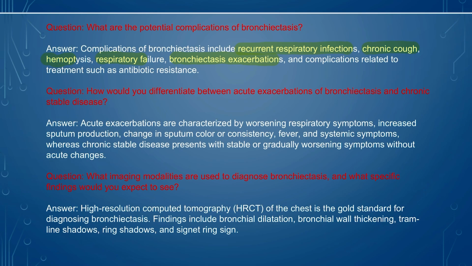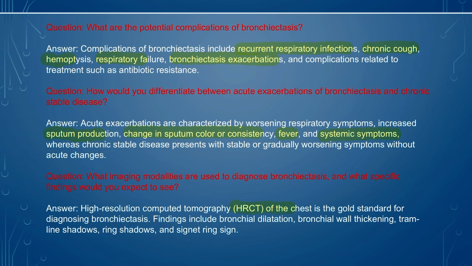How would you differentiate between acute exacerbation and chronic stable disease? Acute exacerbation is usually characterized by worsening respiratory symptoms. So there is increased sputum production, a change in sputum color or consistency, maybe fever or systemic symptoms. Whereas chronic stable disease usually presents with stable or gradually worsening symptoms without acute changes. Imaging modalities we already discussed.